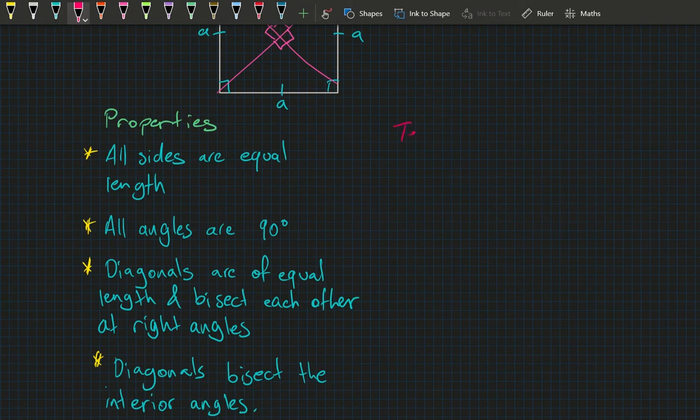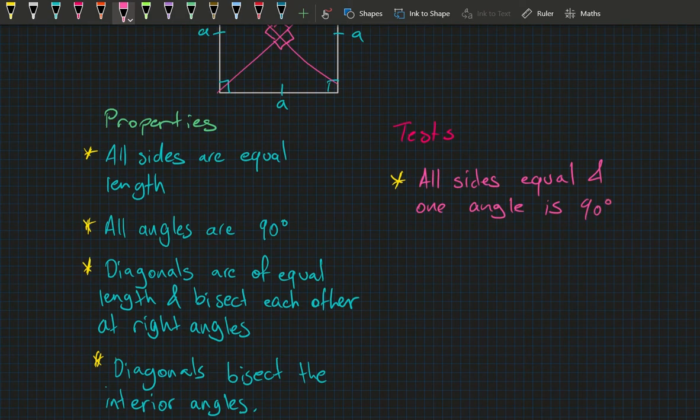And the way to test if we have a square are that all sides are equal and one angle is 90 degrees, or that diagonals are equal in length and bisect each other at right angles. That should be obvious: the diagonals equal length is what we get from a rectangle, and the bisecting each other at right angles is what we get from the rhombus.